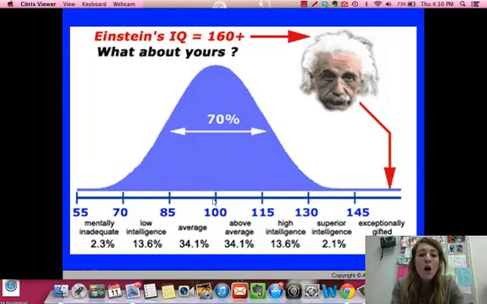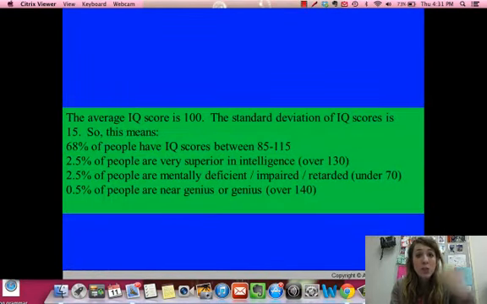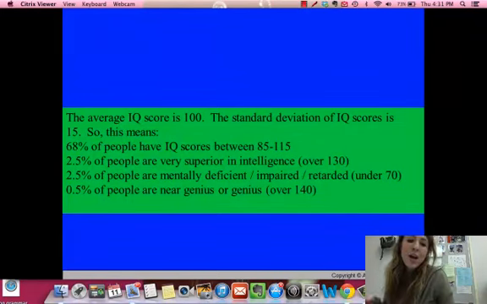And in an IQ test, the mean is always 100. The standard deviation is always 15. So the average IQ is 100, like I said, standard deviation is 15. So 68% of people are within 1 standard deviation, 85 to 115. 2.5% are above that, over 130. 2.5% are below that. So that's the mentally deficient, impaired. And actually, they use the word mentally retarded, but we're not really using that anymore. It's more intellectually disabled. People have under 70, and then less than 0.5% are near genius.